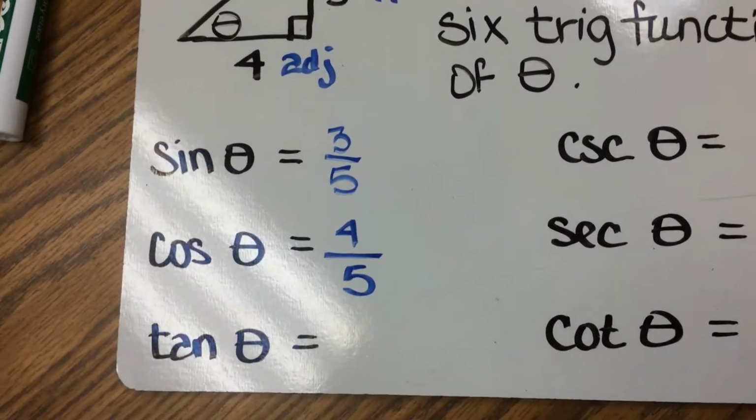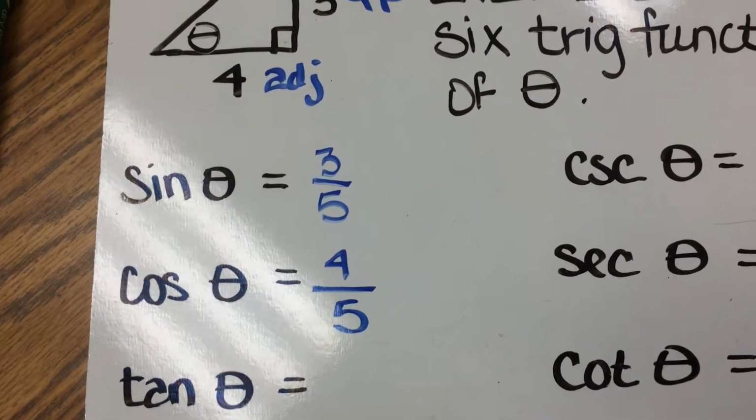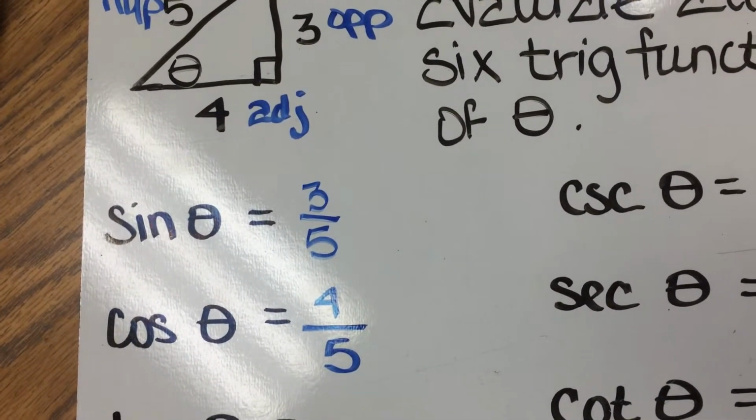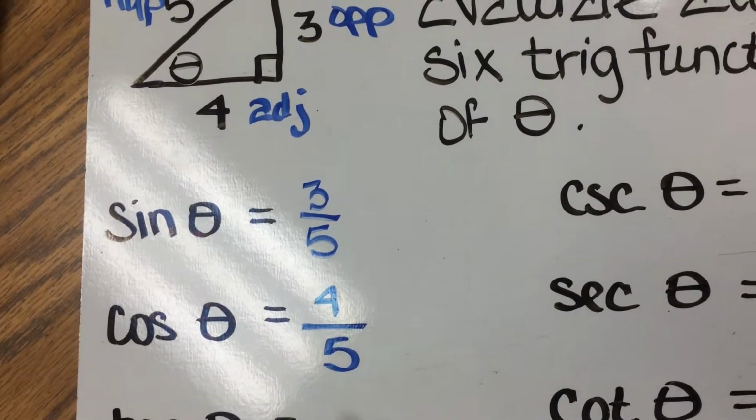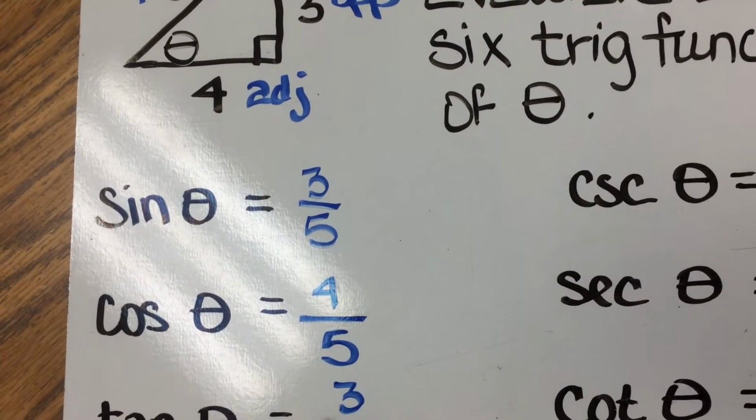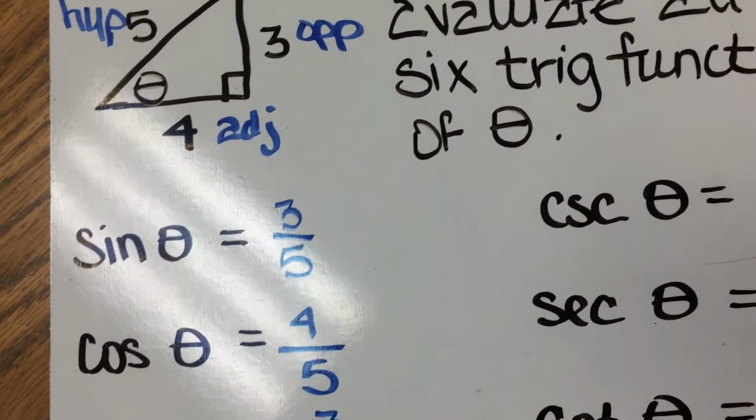And then our third trig function that we should be comfortable with is tangent theta. Tangent stands for TOA, which is opposite over adjacent. Opposite is 3, and adjacent is 4.